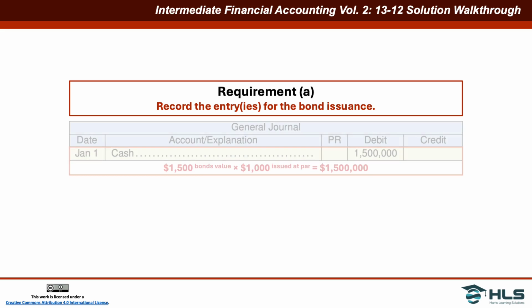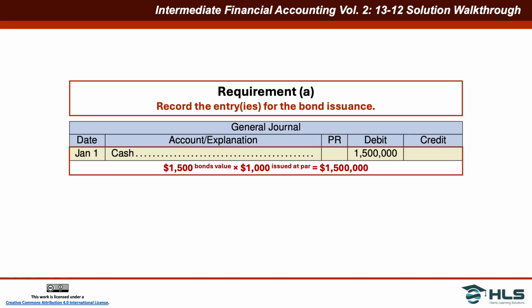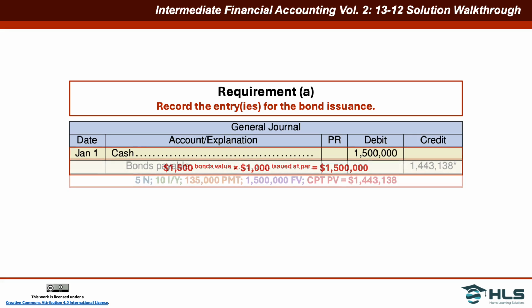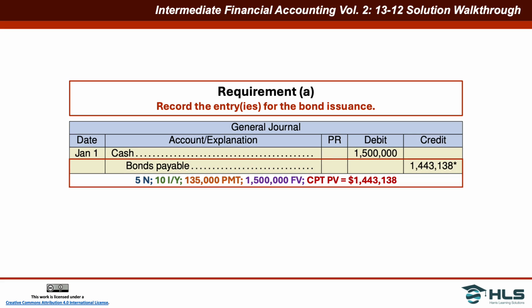Let's start with the easy item. On January 1st, when the company issues the bonds, it will receive cash. The company delivers 1,500 bonds, multiplied by a $1,000 par value. That's $1,500,000, and that will be the debit to cash. Next, under the residual method, we want to determine first how much of the cash proceeds will be allocated to the debt component or the bond payable.